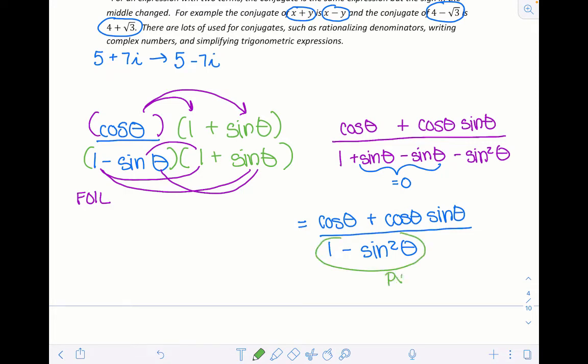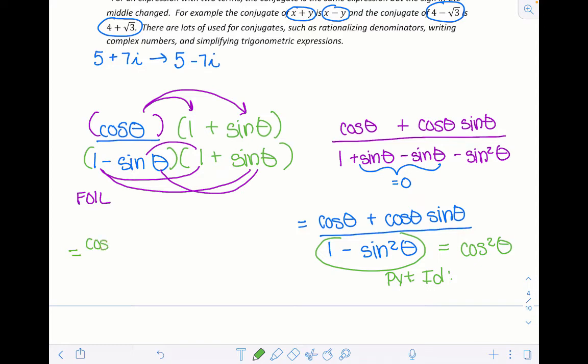So using the Pythagorean identity, this is the same thing as cosine squared of theta. Remember, the original equation is sine squared plus cosine squared is equal to 1. So we can rearrange that equation by subtracting sine squared from both sides. So now I can replace the denominator with cosine squared.